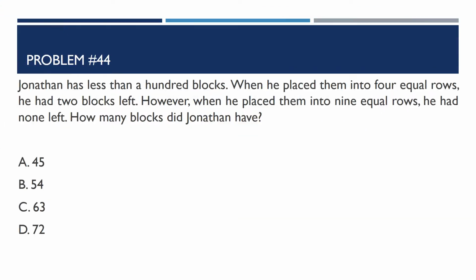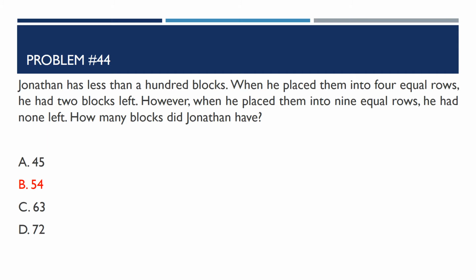Number 44. Jonathan has less than 100 blocks. When he placed them into 4 equal rows, he had 2 blocks left. However, when he placed them into 9 equal rows, he had none left. How many blocks did Jonathan have? So let's find out the answer. So the answer is 54. So how do you get 54?